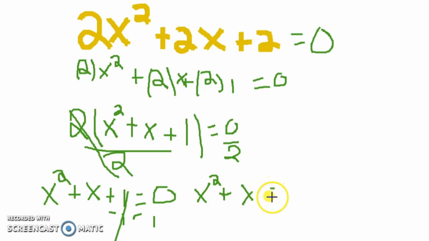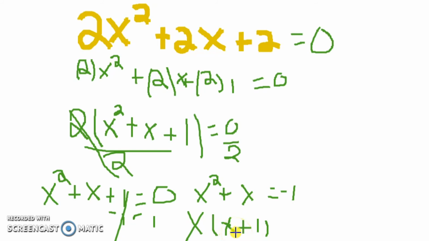So now we see, do we have anything in common maybe that we could pull out that would help us? And we do. We have x, because x squared can be written as x times x, and x can be written as x times 1. So we're going to do something similar to what we did up here, but I'm not going to write all the steps out this time. We're going to put the x outside, and then we're left with x plus 1 on the inside, because x squared is just x times x, and x is x times 1. And this is all equal to negative 1.